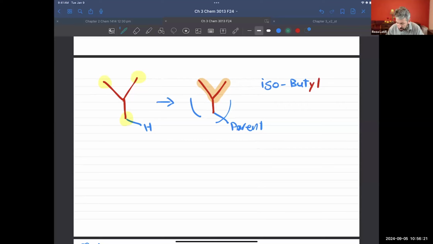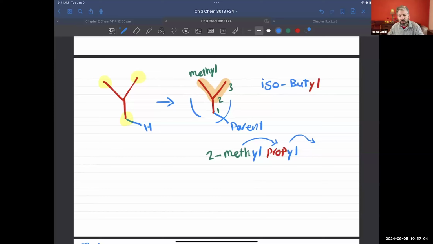What's the IUPAC name for it? 1, 2, 3. You have a methyl group there. So the IUPAC name for it will be this. On the second carbon, I have a methyl group, so I'm going to say methyl, attached to 3 carbons. The name for the parent, the 3 carbons, will be propyl. So 2-methyl sitting on propyl, and the propyl is sitting on parent. That's one isomer for the second structure.